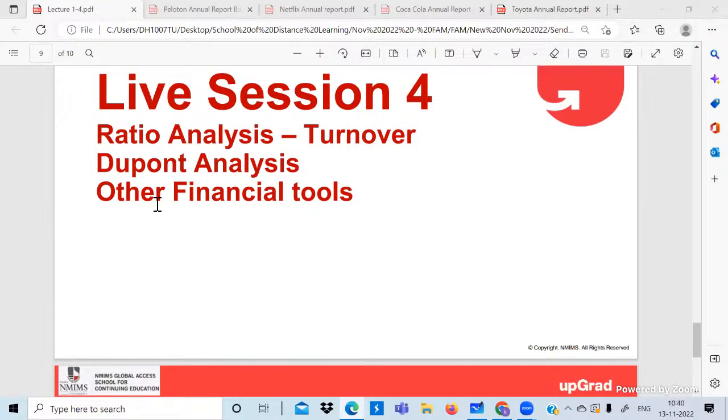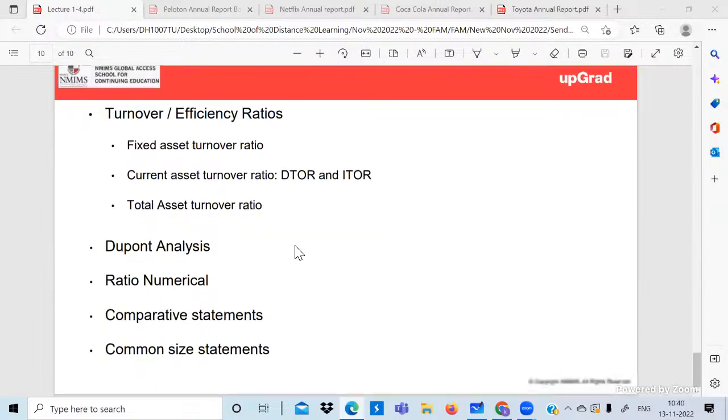And then we also look at other financial tools which can be used for analyzing a company. That's basically your comparative statement and the common size. So this is what we'll be covering in the fourth session. So this is typically an overview of what we'll be covering in the next 4 sessions.